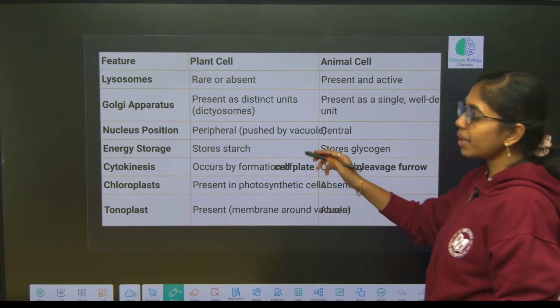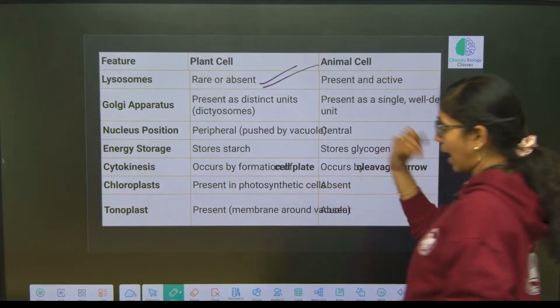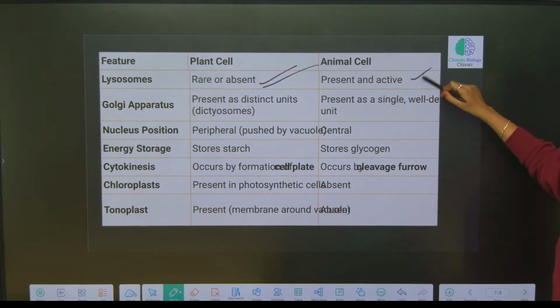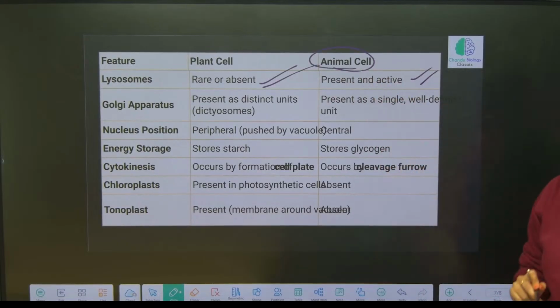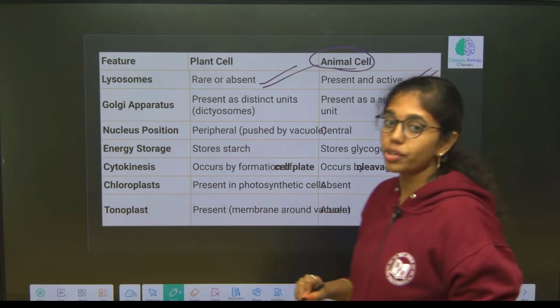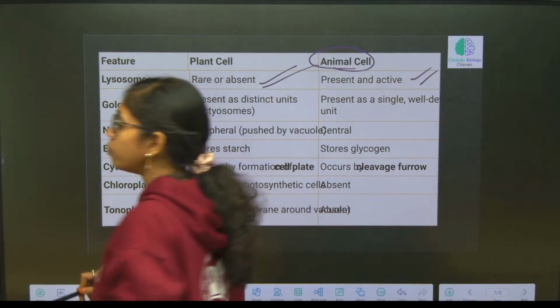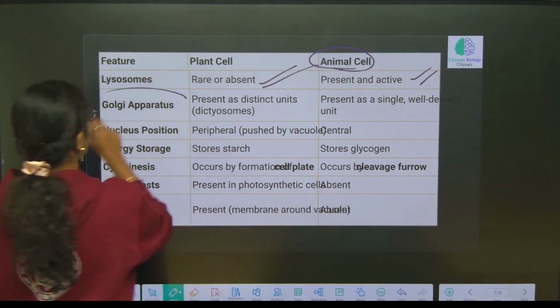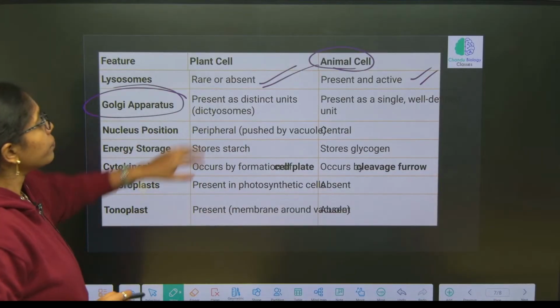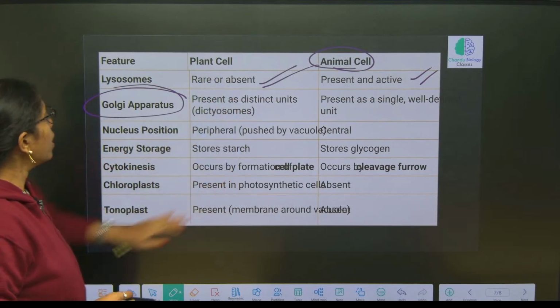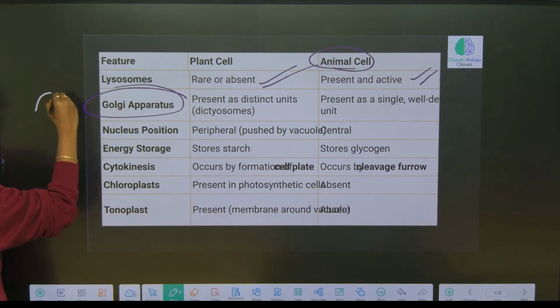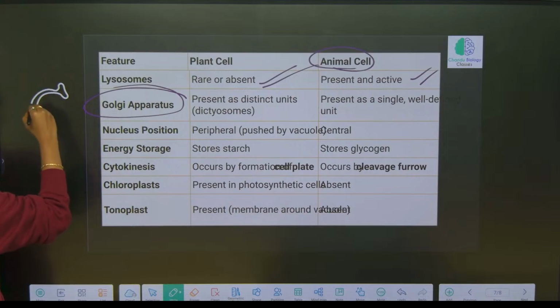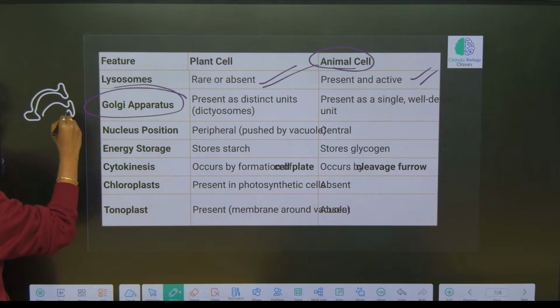Lysosomes are rarely present or sometimes absent in plant cells, and are actively present in animal cells. And in animal cells, we can come across primary lysosomes, secondary lysosomes or heterophagosomes, residual bodies and tertiary lysosomes as well. And in Golgi bodies or Golgi apparatus, you see, in plant cells, you can see the Golgi bodies like this, which are not interconnected, as opposed to what you see in an animal cell.